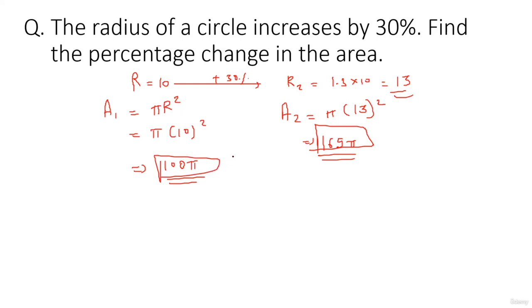You can use final minus initial upon initial into 100, or you can just compare them. See, if you divide them, 169 pi upon 100 pi, as compared to the original, the final area becomes 1.69 times, isn't it? So 1.69 times means a 69% increase. As I said, you can also use the percentage change formula, final minus initial divided by initial into 100. That will also give the same answer, 69%.